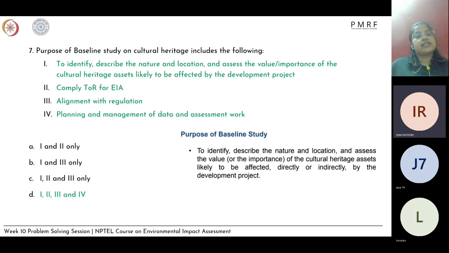Okay, so the correct answer is D again. That is all 4 of the options are used for doing the baseline study on cultural heritage.